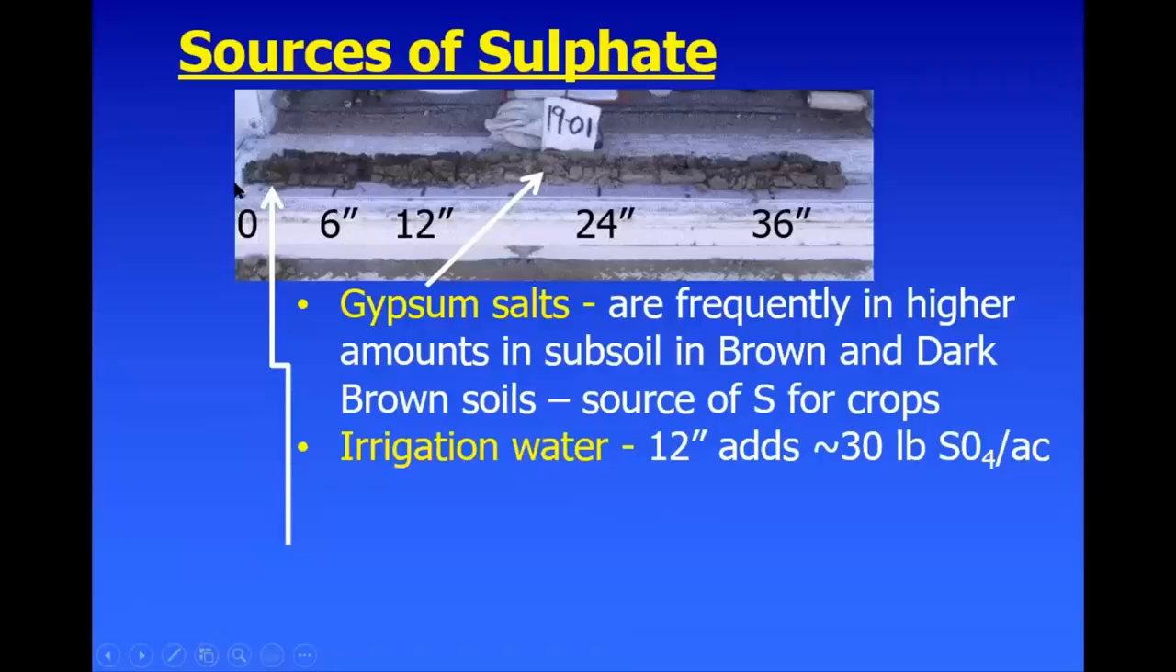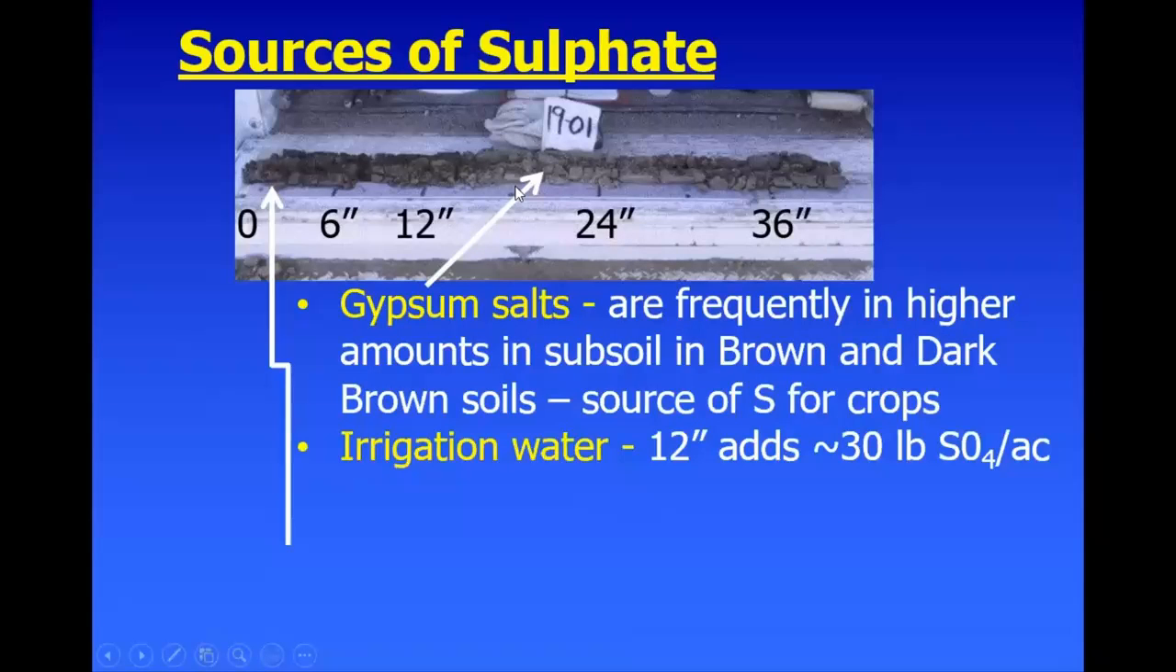When we do our soil sample, remember I've said sample 0 to 6, 6 to 12, and 12 to 24 inches. Particularly in our brown and dark brown soil, it's very common we'll have gypsum salts in that subsoil. And gypsum salts are calcium sulfates. And so that's always going to give you a higher level of sulfate in the subsoil. And that's very important. If you do break that down, you'll often find ample amounts of sulfate in that 12 to 24 inch depth.